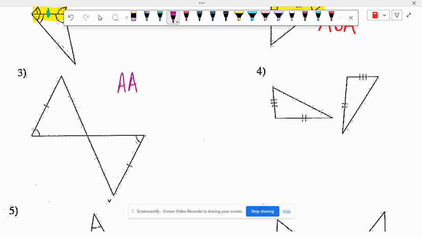Angle, angle, side. So what angle is congruent that's not marked? Yeah, the vertical angles. I want you guys to call them vertical angles. So this gives me angle, angle, side. Maybe I need to do that so you guys can see the order. Maybe those dots and lines help. I don't know. What about the next one?